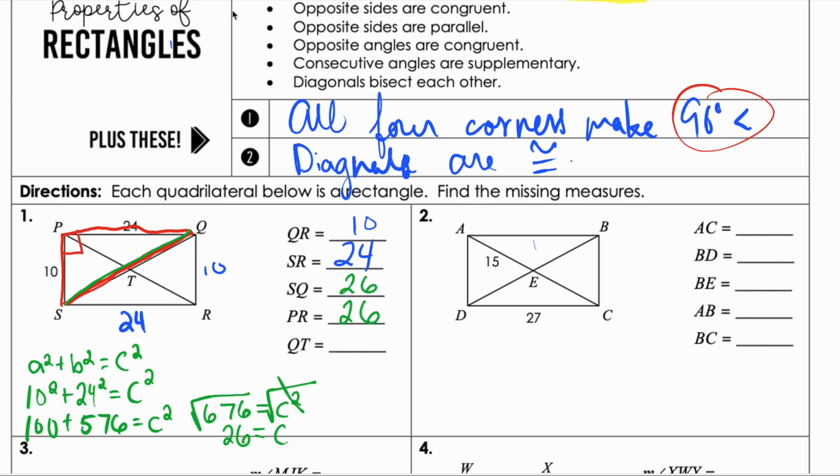Now we're asked to find QT. If we're looking for QT, it's going to be just this portion, right? And we know that according to a parallelogram, diagonals bisect each other, meaning that this diagonal is being cut in half at the point T. So we have to find half of the whole length, which is 26, and 26 divided by 2 is 13. So half of this diagonal is going to be 13.